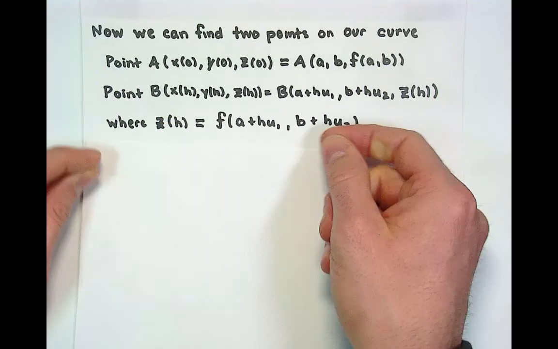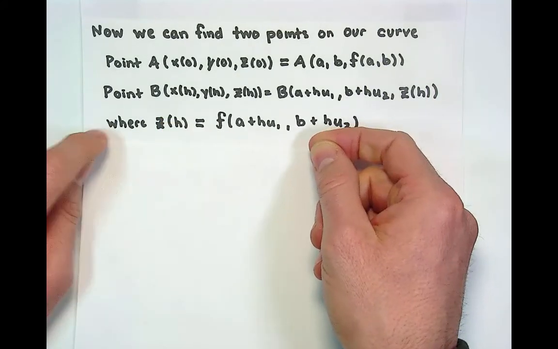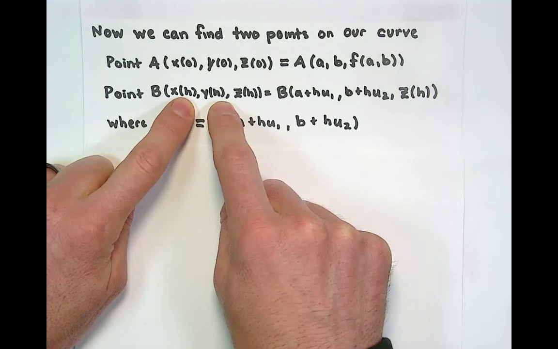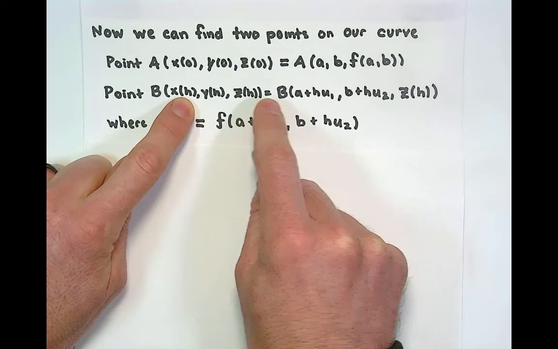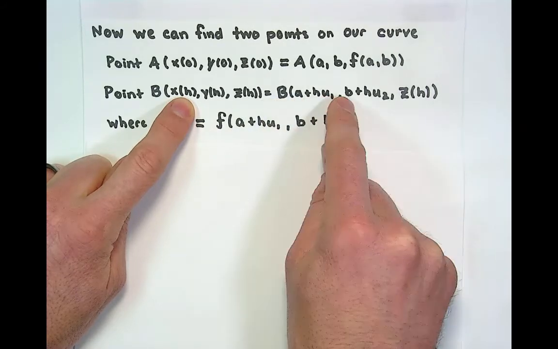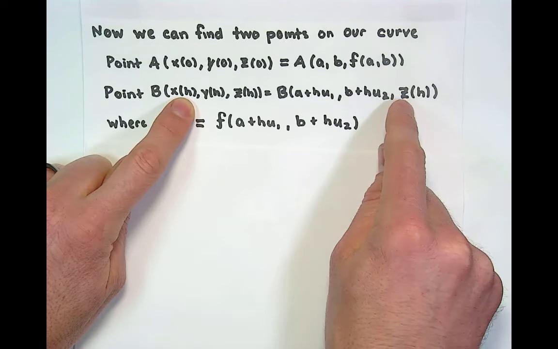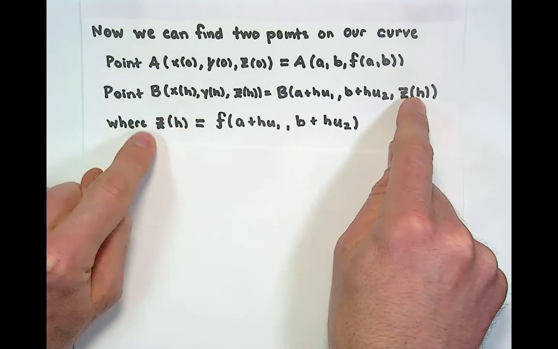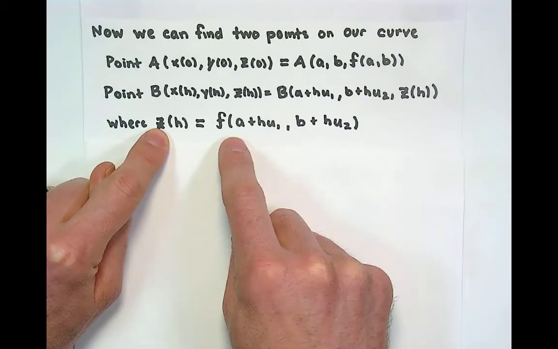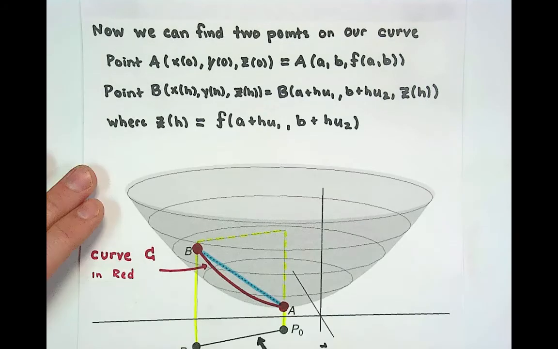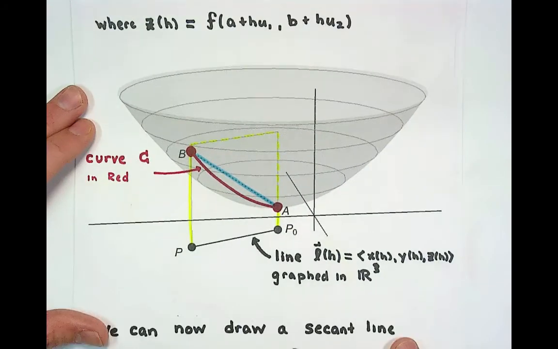Point B comes from moving h units along the vector u. So let h be some general parameter value that's not 0. Move along the vector u, and you'd get this point B, which comes from a plus hu1, b plus hu2, and then the output value of the surface evaluated at h. And of course, this happens at f of a plus hu1, b plus hu2. Let's go ahead and visualize this.